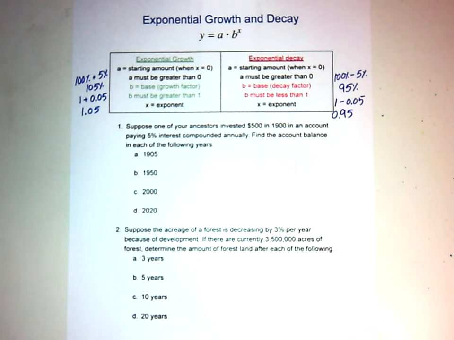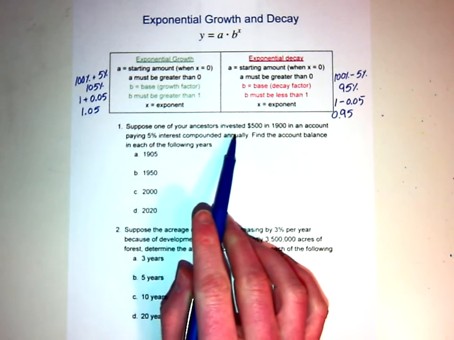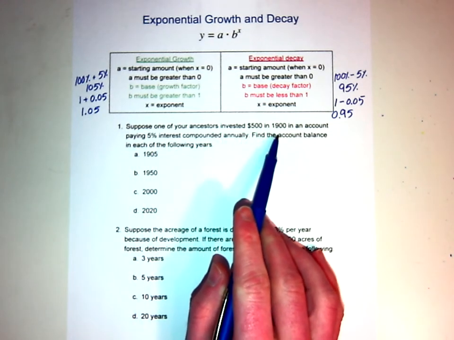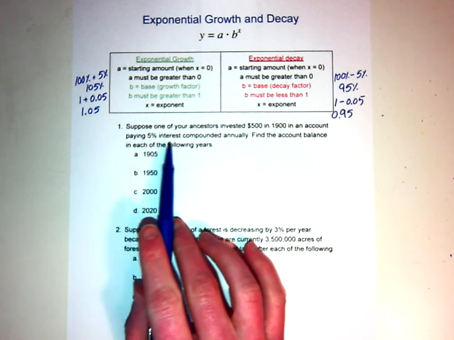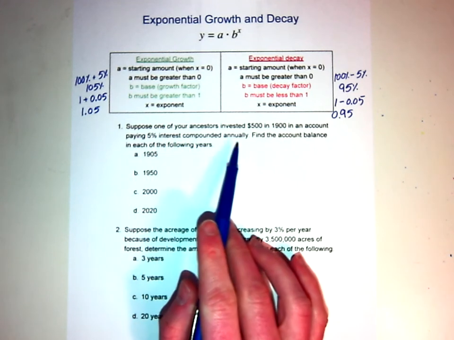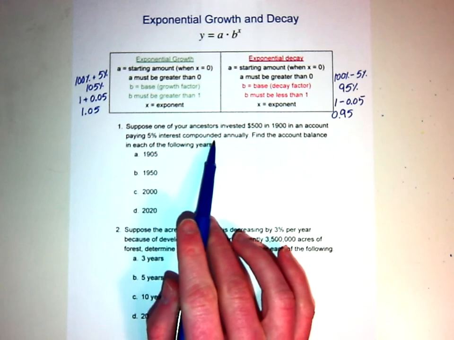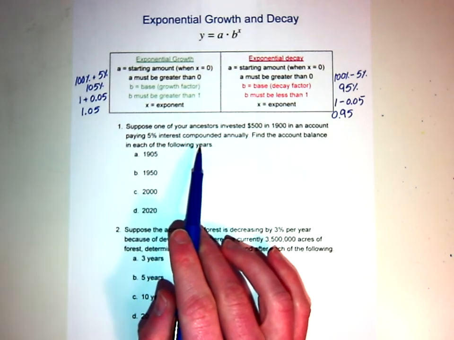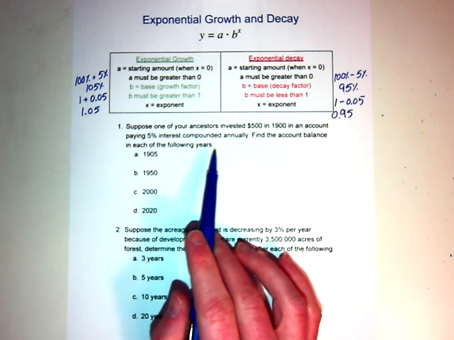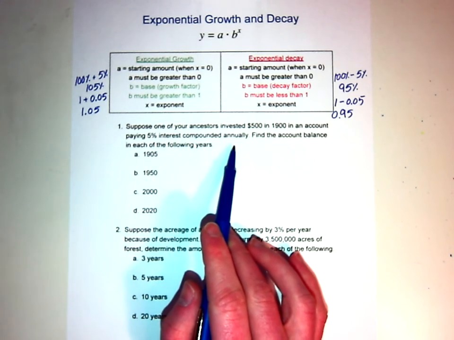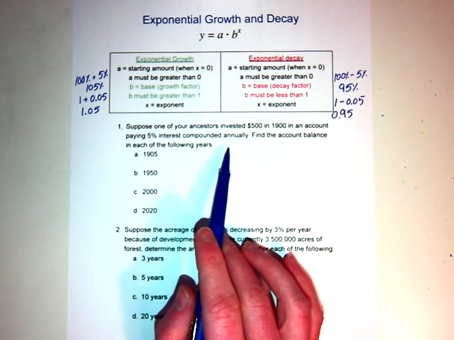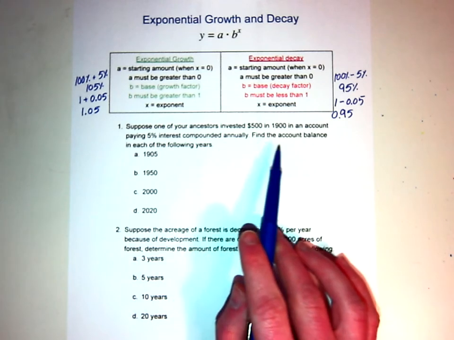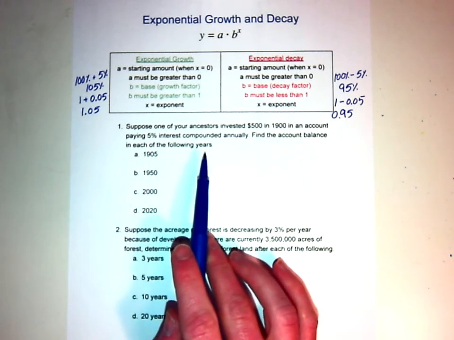So here we go. Suppose one of your ancestors invested $500 in 1900 in an account paying 5% interest compounded annually. Compounded means that it happens annually. Annually means every year. Find the account balance in each of the following years.